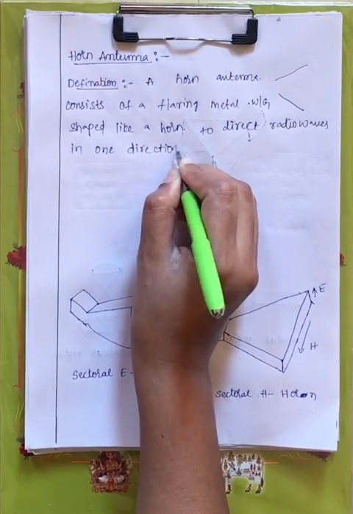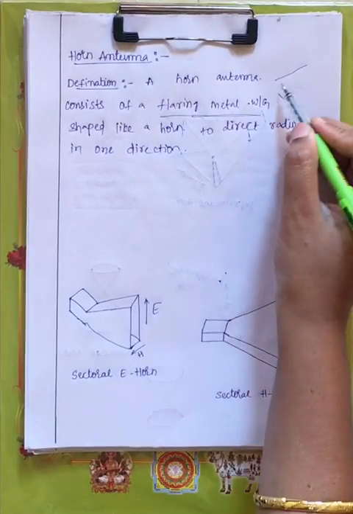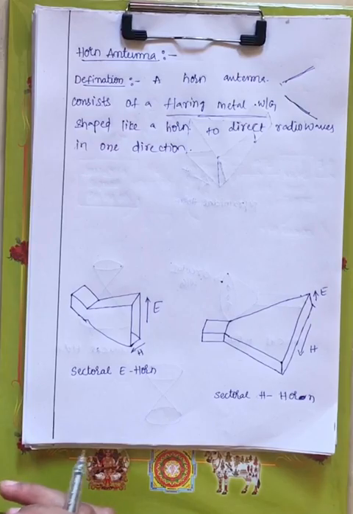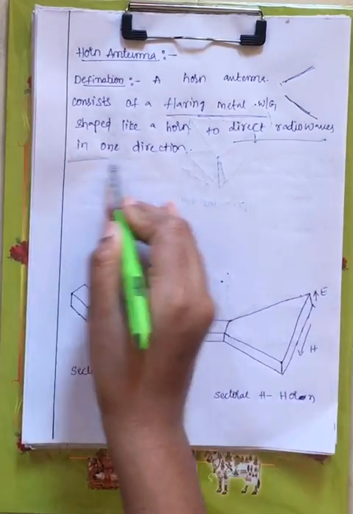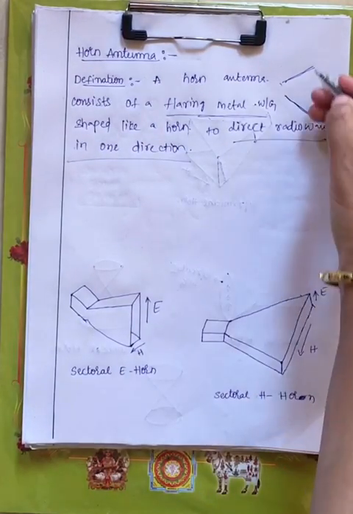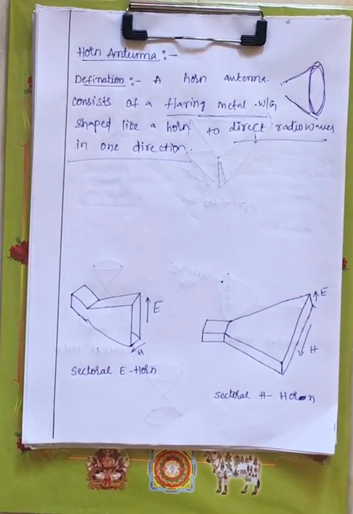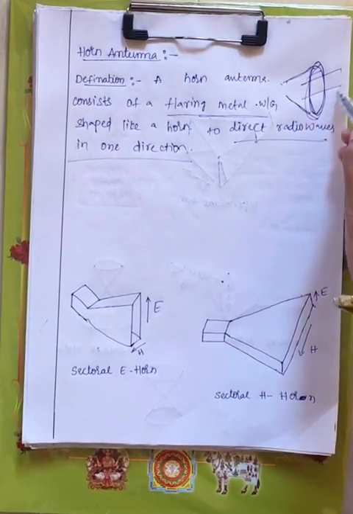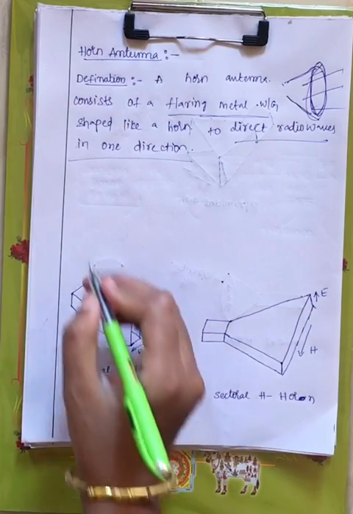Now this is the definition of a horn antenna. It consists of a flaring metal waveguide. Flaring is nothing but wide opening. And it is shaped like a horn, and it is used to direct radio waves in one direction. Now if you see its mouth, it is open. Since the mouth of the horn antenna is open, it can radiate radiations into open space.